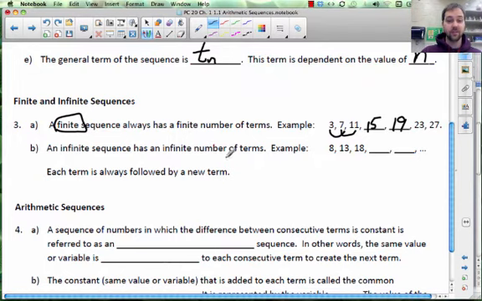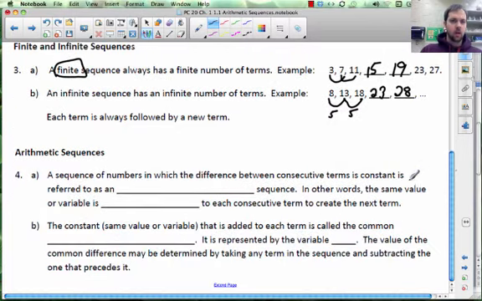An infinite sequence has an infinite number of terms. It'll go on forever. So we just write the general term and then we throw ellipses at the end to indicate that it's going to keep going. So here's an example. 8, 13, 18. So here we have a common difference of 5, and again a common difference of 5. So our sequence is going to continue in that manner. So we will next have 23, and then 23 plus 5 is 28. And you could keep doing this. So in an infinite series, each term is always followed by a new term. There's nowhere to stop. It never ends.